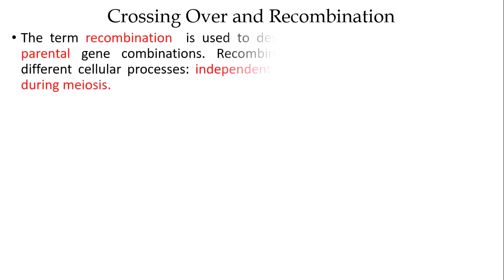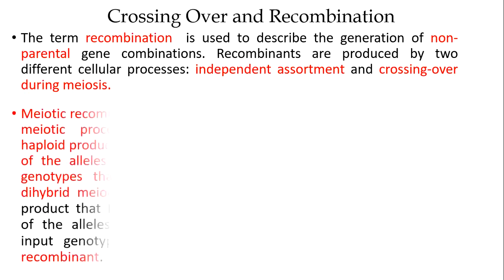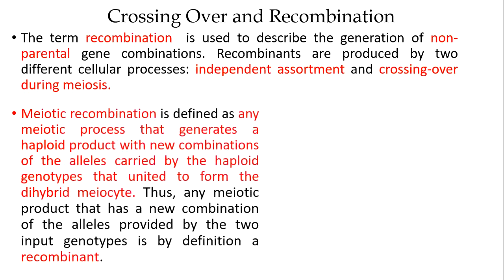The term recombination is used to describe the generation of non-parental gene combinations. Recombinants are produced by 2 different cellular processes, independent assortment and crossing over during meiosis. Meiotic recombination is defined as any meiotic process that generates a haploid product with new combinations of the alleles carried by the haploid genotypes that united to form the dihybrid meiocyte.